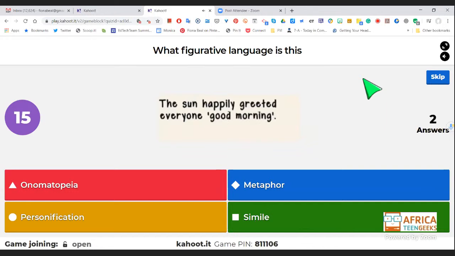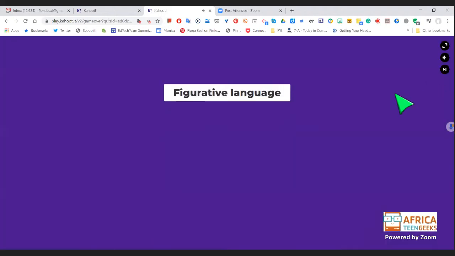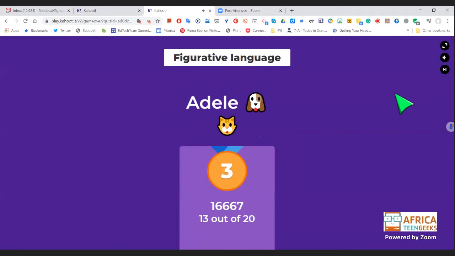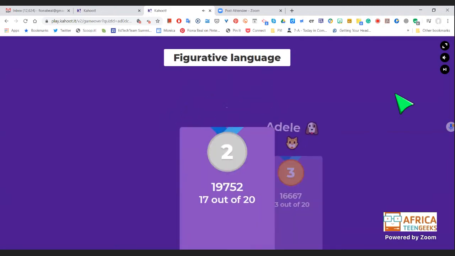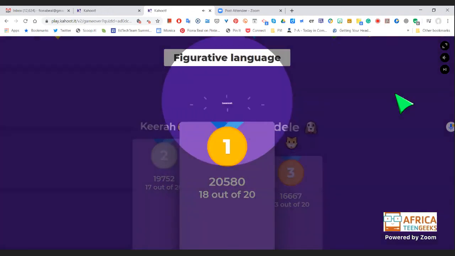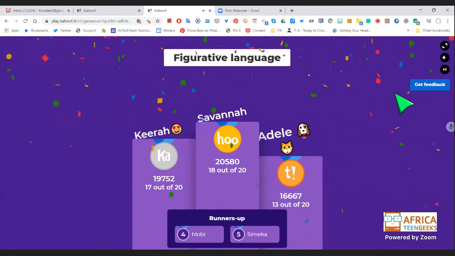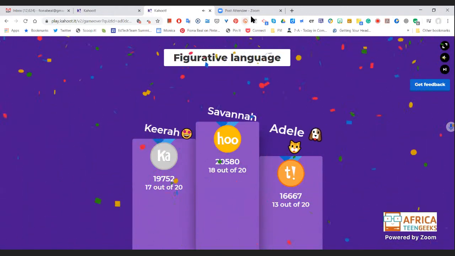The sun happily greeted everyone. Good morning. Right, 10 people got that it's personification, giving the sun human qualities of greeting people. Well done. So let's see how we've done today. How did we do today? Adele, third. Kira, second. And Savannah. Savannah, well done, Savannah. You suddenly shut up there. Well done.